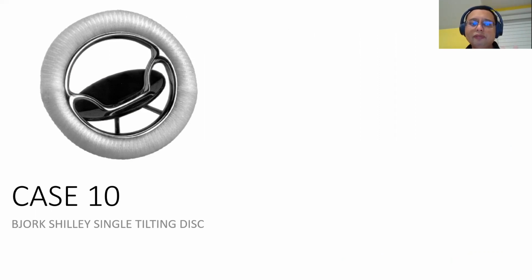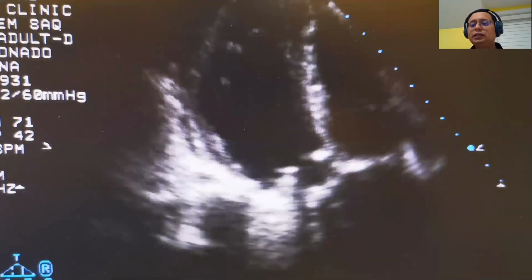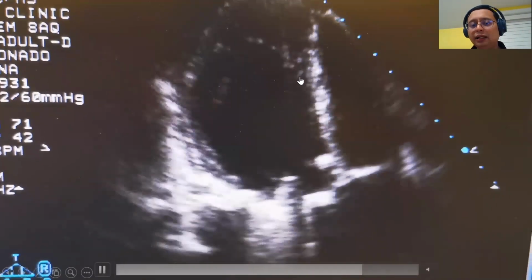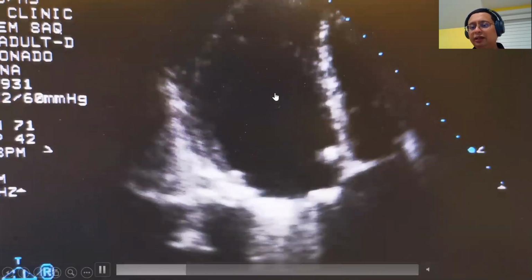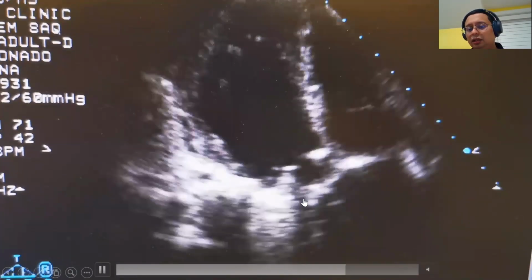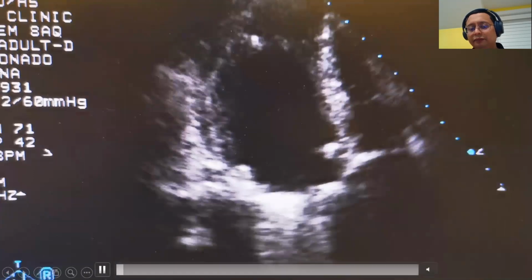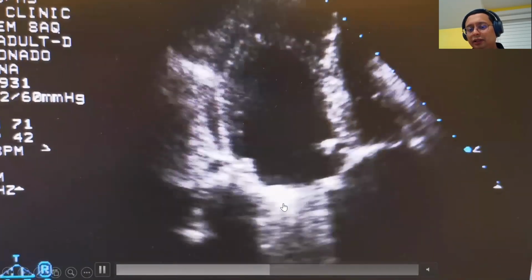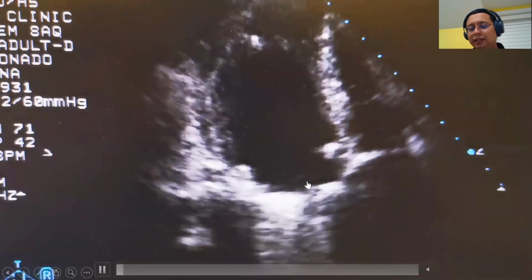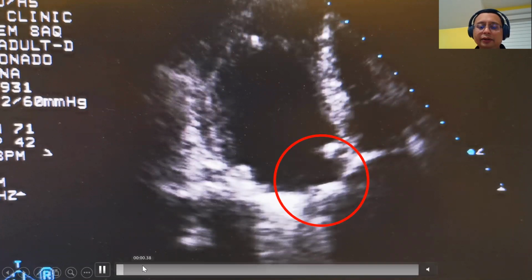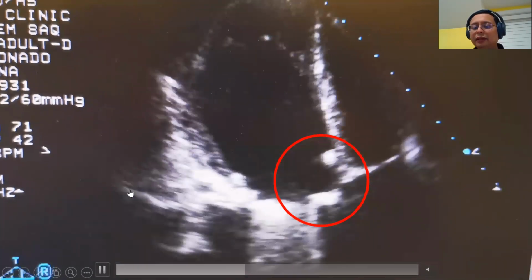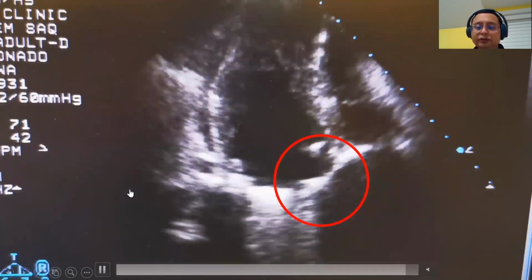For those of you who have never seen a single tilting disc, I will show you one now. This is a single tilting disc mechanical valve. This is a Mayo format, so in Mayo format, the left ventricle is on the left part of the screen. This is actually the single tilting disc. You can see that, right? Let me play it again. For those of you who've never seen one.